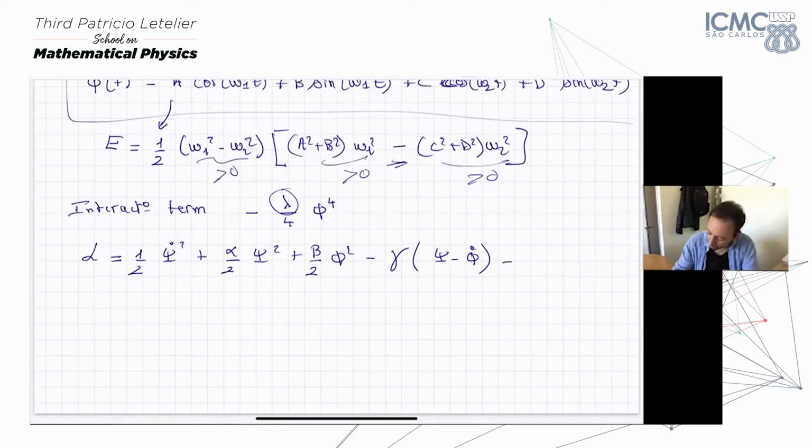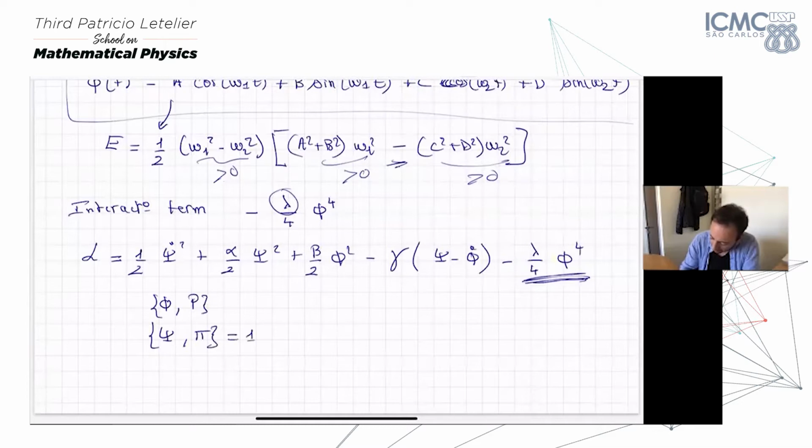And I forgot the last term, the interaction term. Otherwise, we know what will be the result. Okay, so this is the Lagrangian I want to study. And the only difference, remember, I added this interaction term. So it's the coupled Pais oscillator. Well, we have two variables. I have phi and I have psi. To each one I will associate some momenta. This one I will call pi, with Poisson brackets which should be equal to 1.